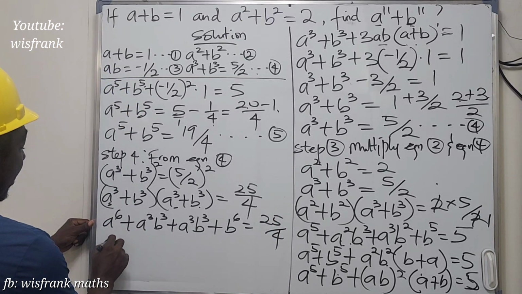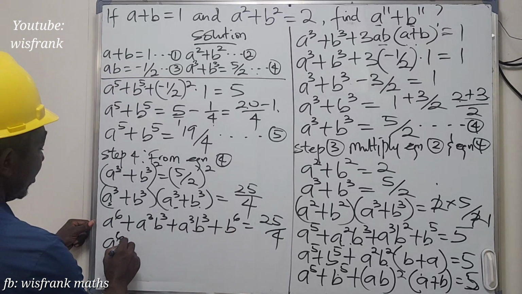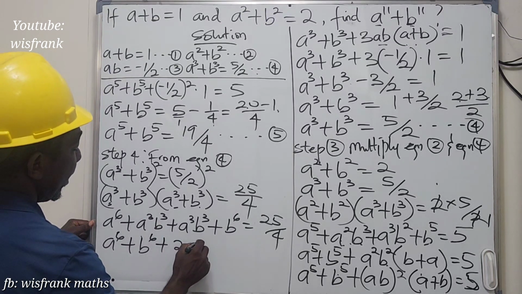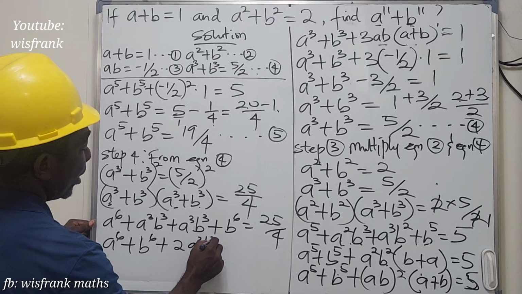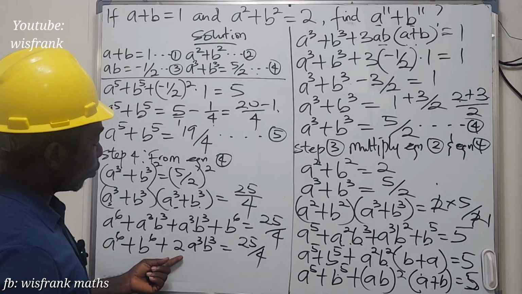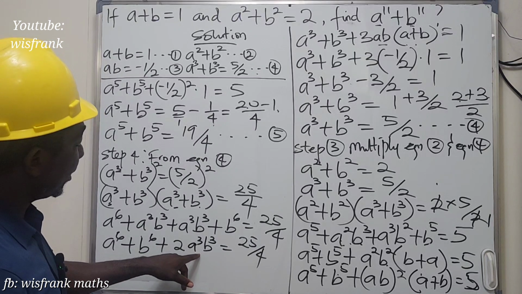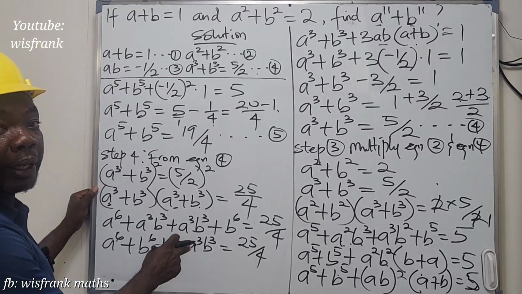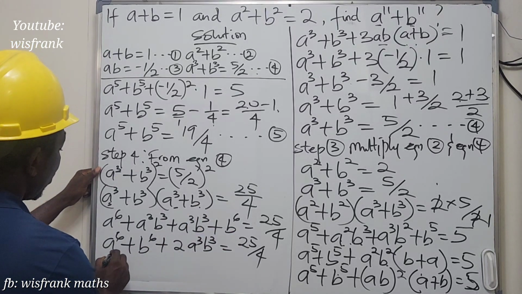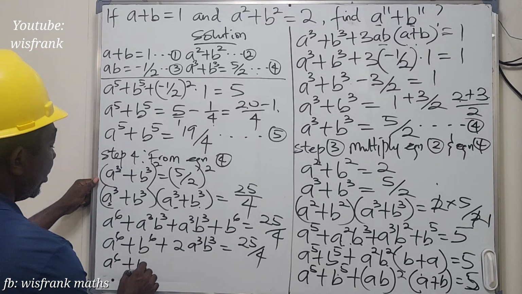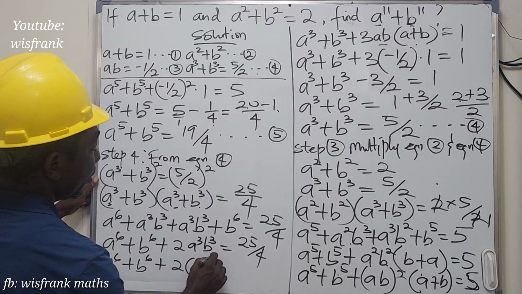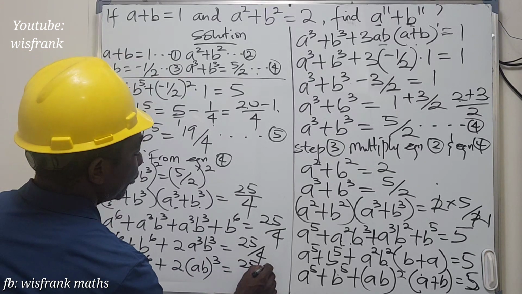This is the same thing as a to the power of 6, collecting like terms, plus b to the power of 6 plus 2 a to the power of 3, b to the power of 3 equals 25 all over 4. So this is what we have. And this is the same thing as a to the power of 3 times b to the power of 3 is ab all to the power of 3. So this will become a to the power of 6 plus b to the power of 6 plus 2 into ab all to the power of 3 equals 25 all over 4.